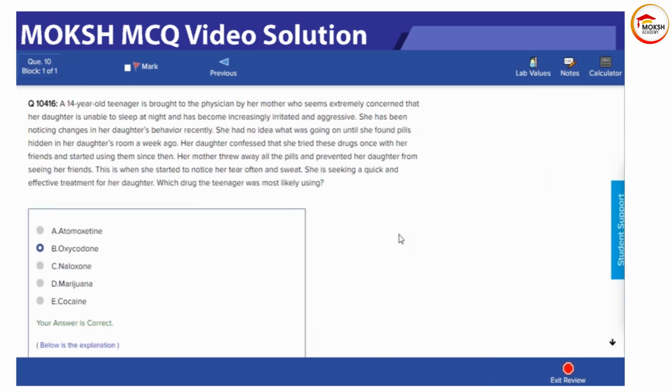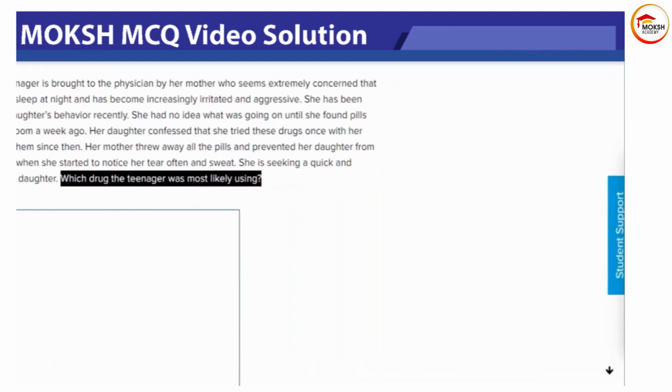Okay, this is also a question about drug abuse. So here the patient was taking certain drugs. She stopped taking the drugs and now the patient is tearing often and sweating often. The question is, which drug was the teenager most likely using? The answer is oxycodone, which is again an opioid.